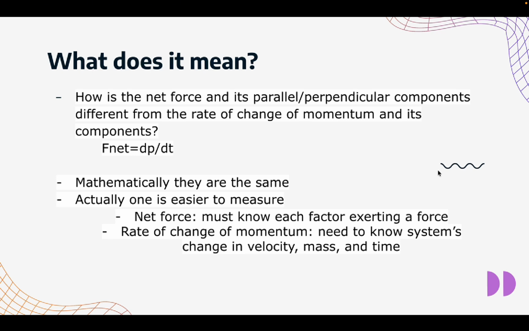So how is the net force and its parallel and perpendicular components different from the rate of the change in momentum and its components? Well, we know that F net equals the change in momentum over the change in time, right? So mathematically, yes, they are the same. But in reality, one is easier to measure. So for net force, we have to know each factor exerting a force on the system. And for rate of change in momentum, all we need is the system's change in velocity, mass, and time.